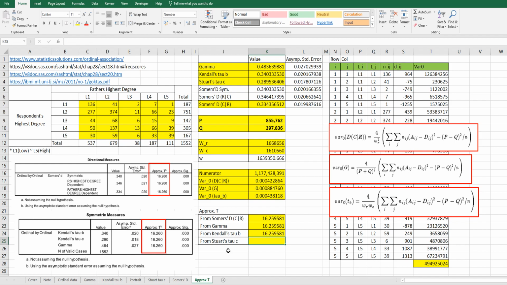Right. For Stuart's tau C, we can directly calculate approximate t-value from here. So tau C value over asymptotic standard error. Right. So as you can see, we were able to get the same approximate t-value related to ordinal association measurements.